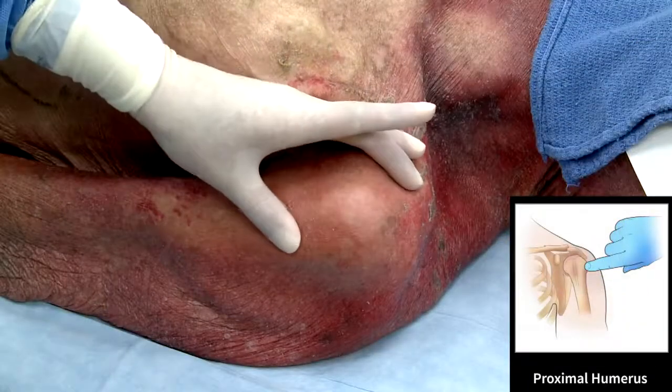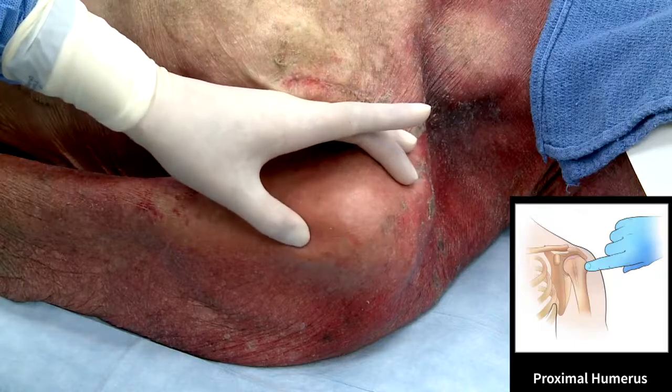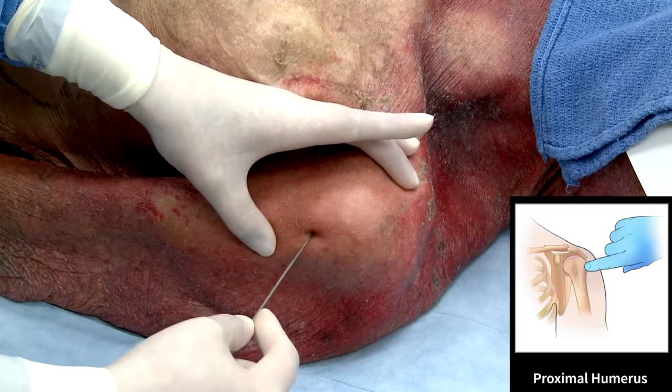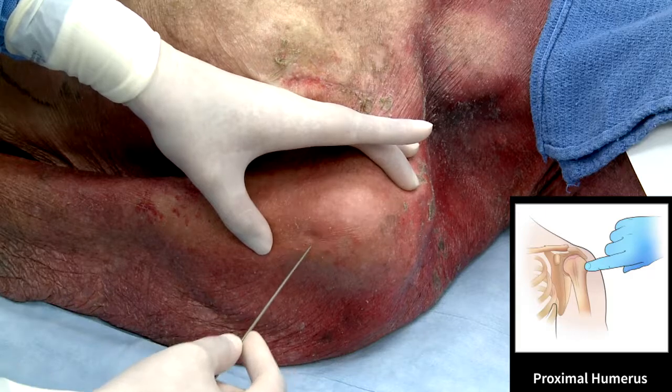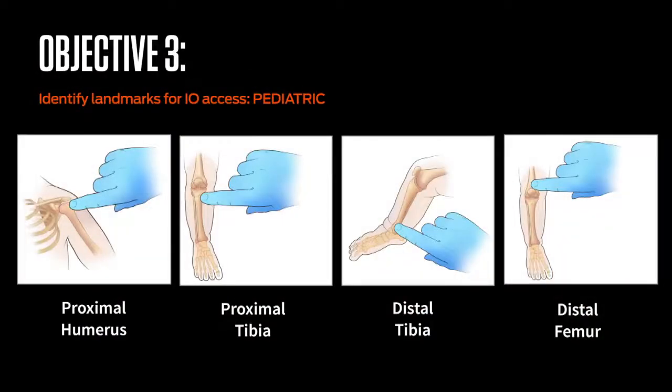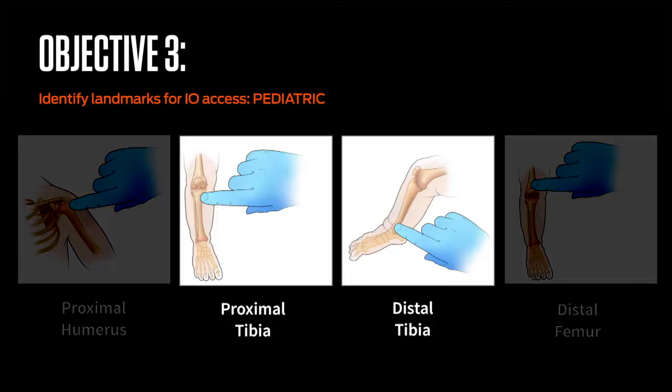Looking at the adult proximal humeral site, we note that the proximal humeral site is located laterally and approximately 2 to 3 centimeters from the adjacent joint. These slides illustrate pediatric proximal and distal tibial access sites. Note that each site on the pediatric tibia is located medially and approximately 1 centimeter from the adjacent joint.